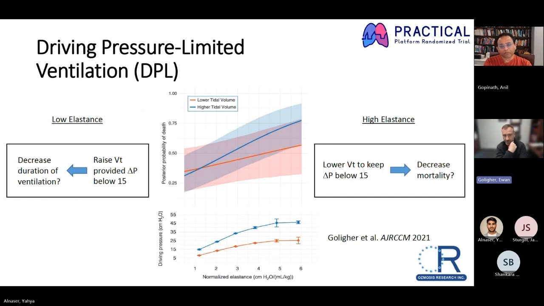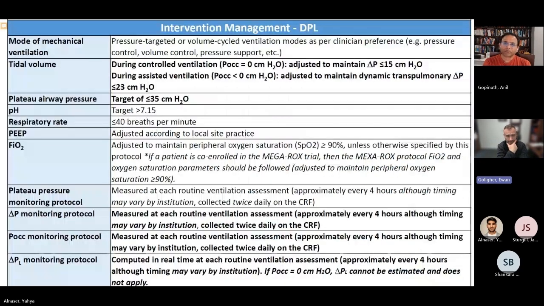And then more recently, we demonstrated that the effect of lowering tidal volume in the higher versus lower tidal volume ventilation trials actually depended on the baseline respiratory system elastance. When elastance was low, there was really no difference in mortality, suggesting that maybe you could liberalize tidal volume in those patients. And when elastance was high, there was a relatively large mortality benefit, suggesting that even further decreases in tidal volume could further reduce the risk of mortality in those patients. And that's really the basis for the design of the trial.